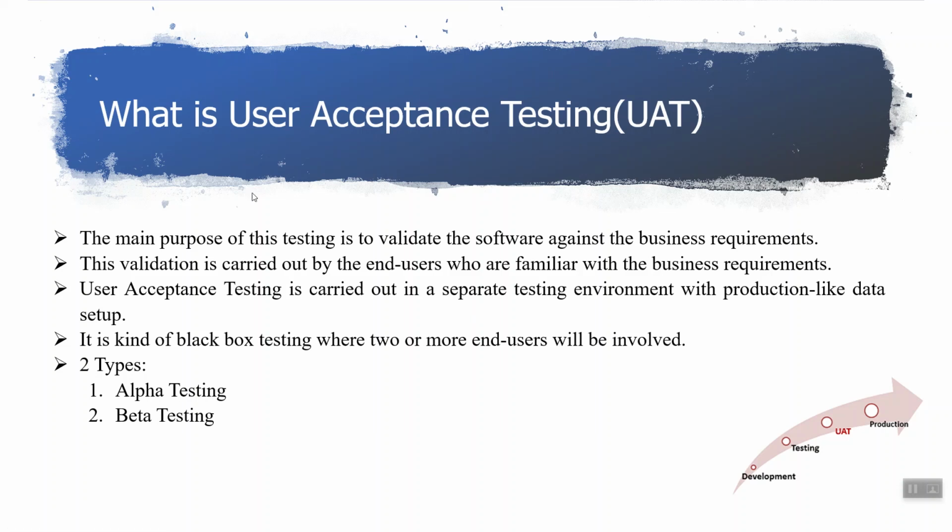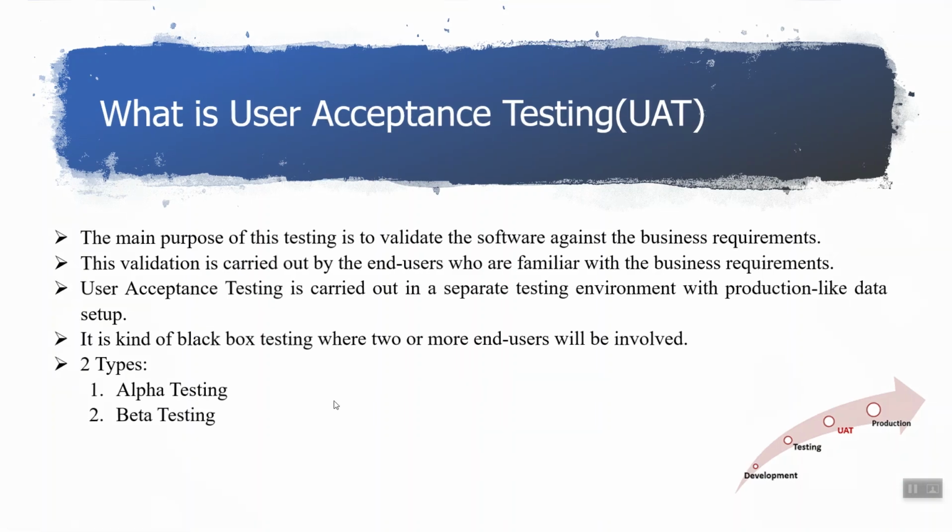There are two types of user acceptance testing. One is alpha and the other one is beta testing. For the detailed explanation about these two types, we will see it in our next video.